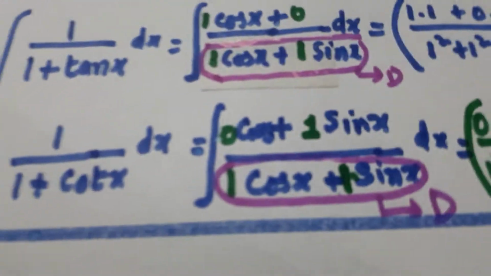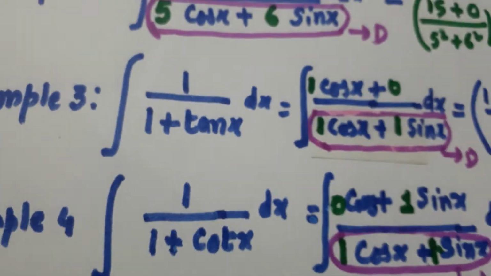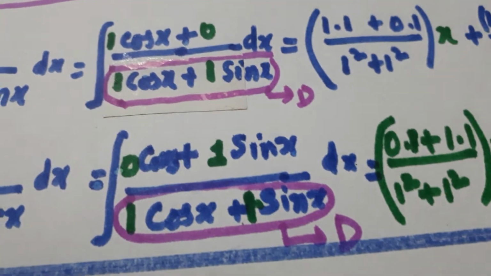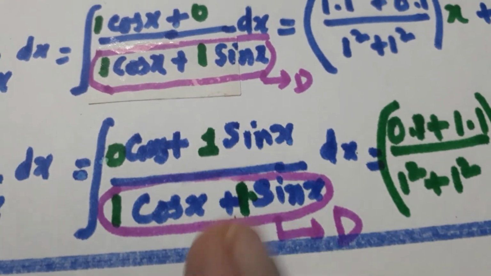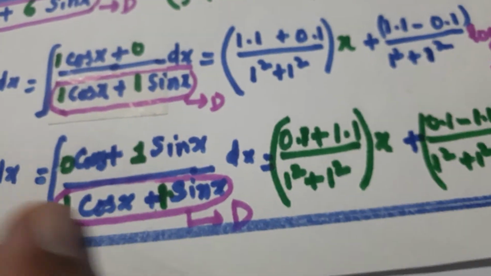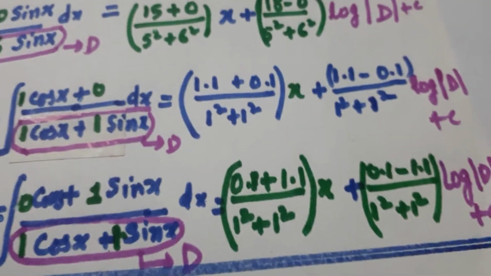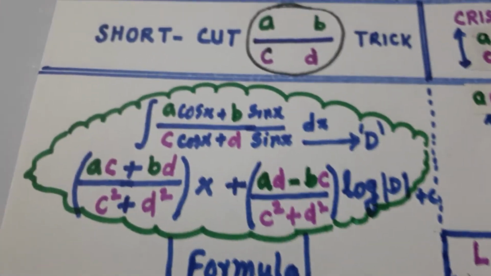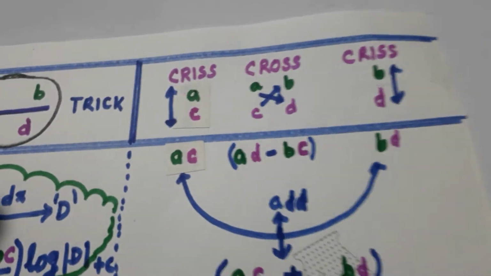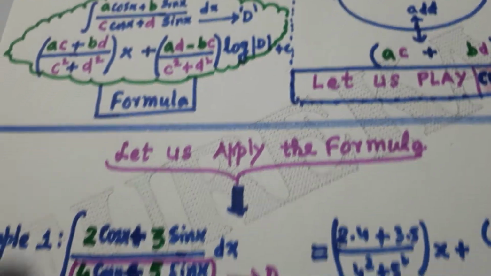Similarly, if instead of tan x there is cot x, you will be writing cos over sine, and on solving, sine will go up. There is no cos here, so 0 cos. Same way we have to take up this question, and you see it is very easy if you remember the trick. The trick is like this: it is ABCD and we have to go for crisscross. So it is very, very simple. Now let us go to the next.